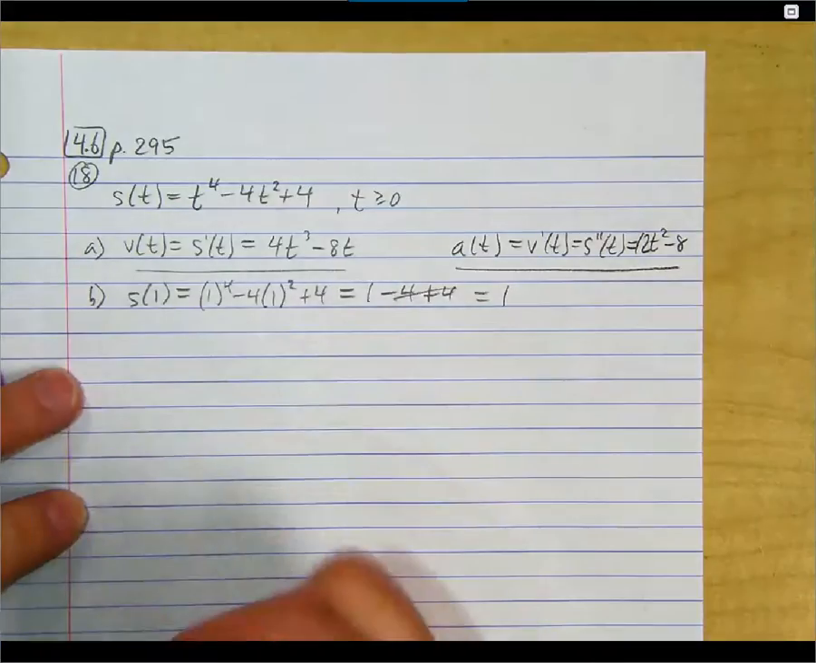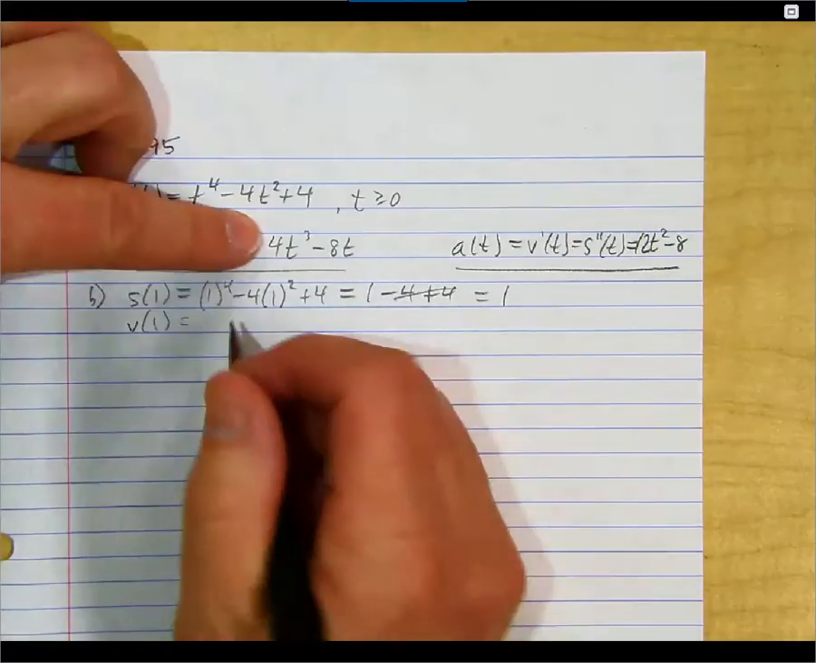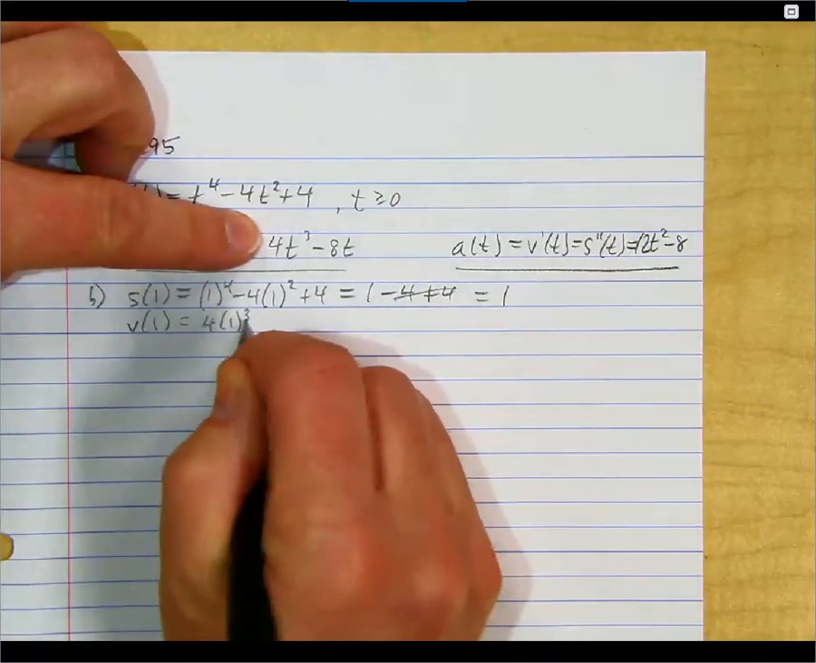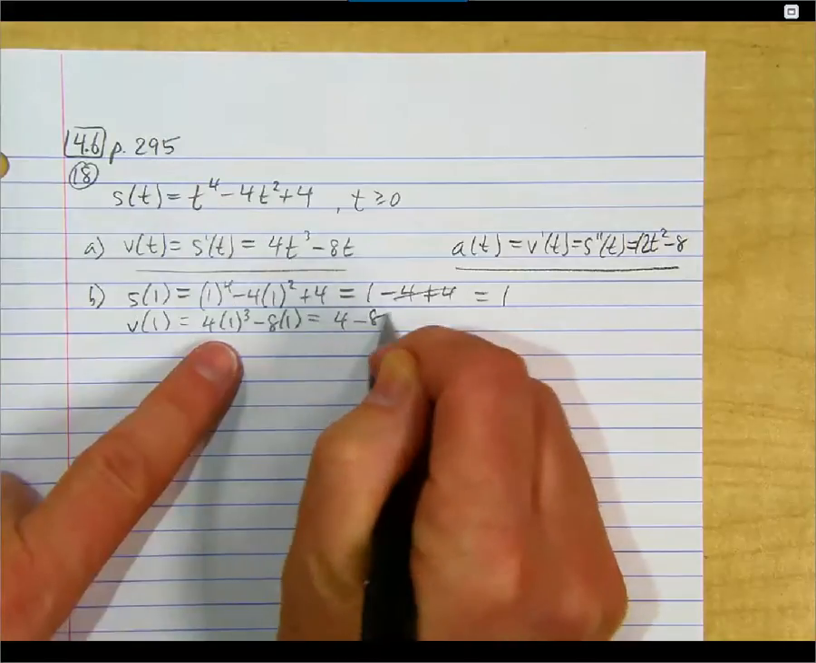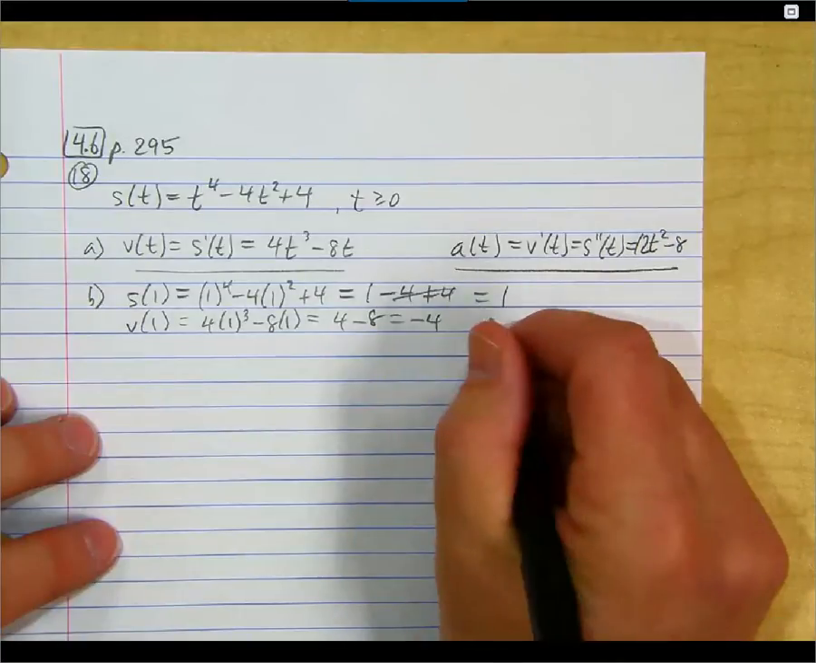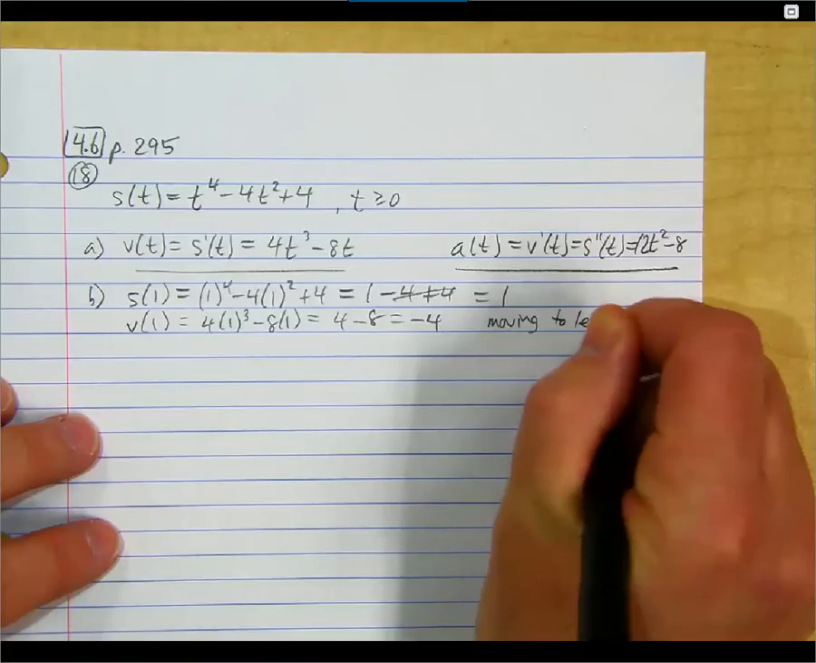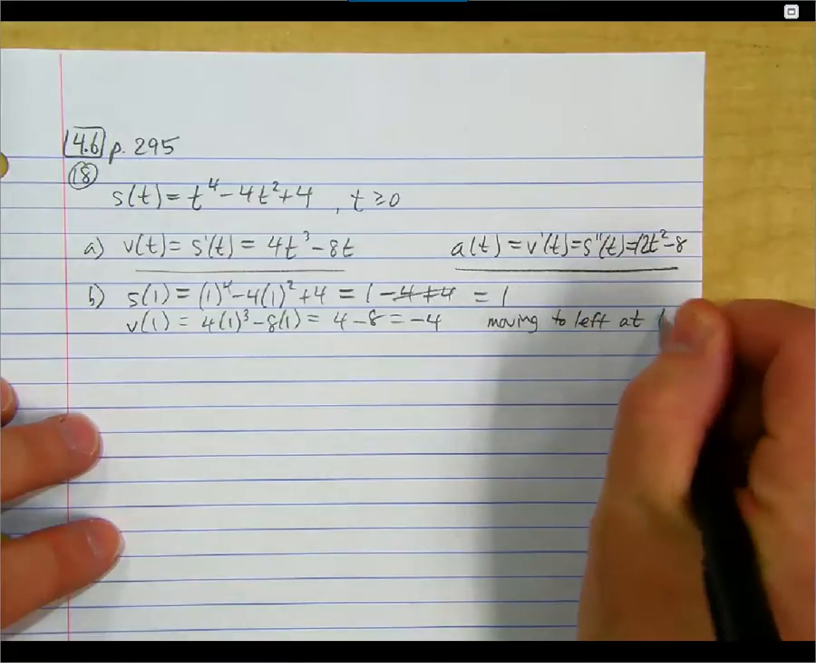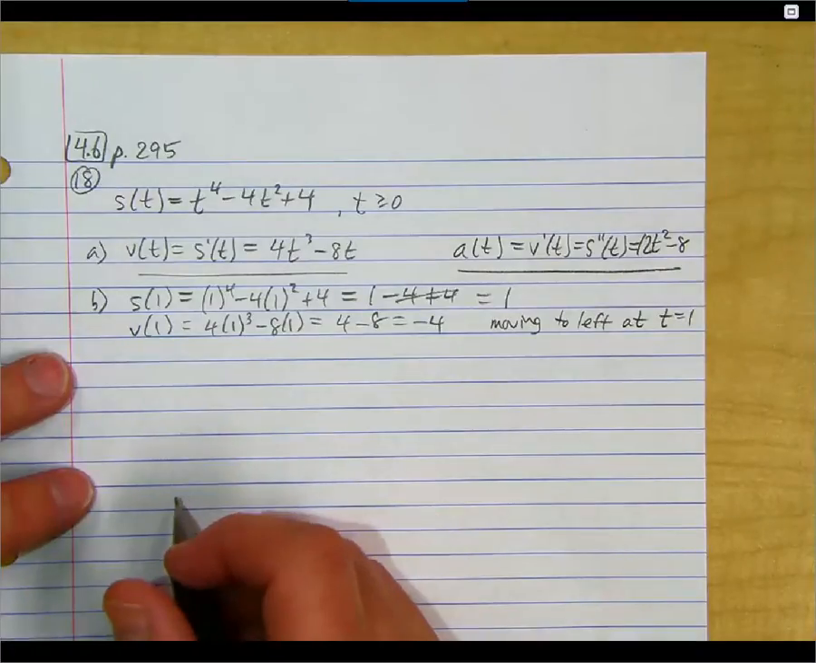Next up, they want velocity at 1. So we'll go over here. We'll say 4 times 1 cubed minus 8 times 1, which is 4 minus 8, which is negative 4, which means moving to the left. Nobody asked for that, but moving to the left at t equals 1. Nobody asked for it, but if they do, or if you needed to know, there it is.